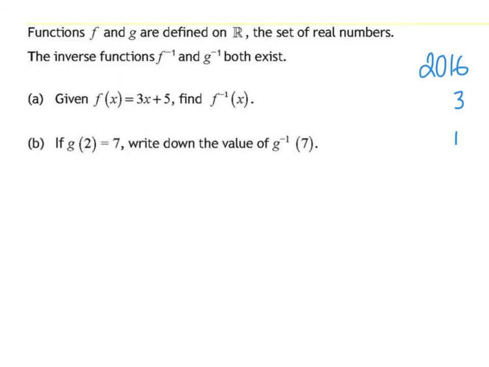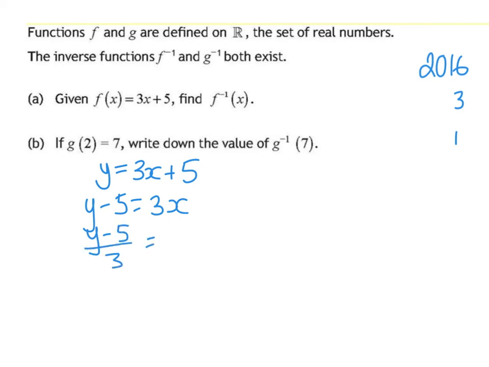Okay, this question here I pulled from 2016, worth 3 and 1 marks. So this was an inverse function. It's actually quite a nice straightforward one. So we've got f of x. I'm going to change that to y equals 3x plus 5. Then we change the subject. So you've got y take away 5 is 3x. So y take away 5 all over 3 is x.